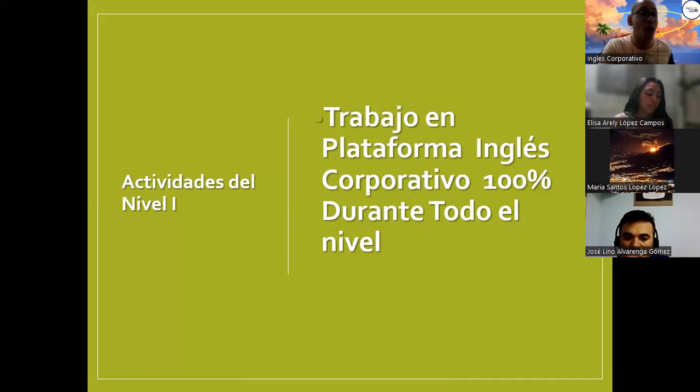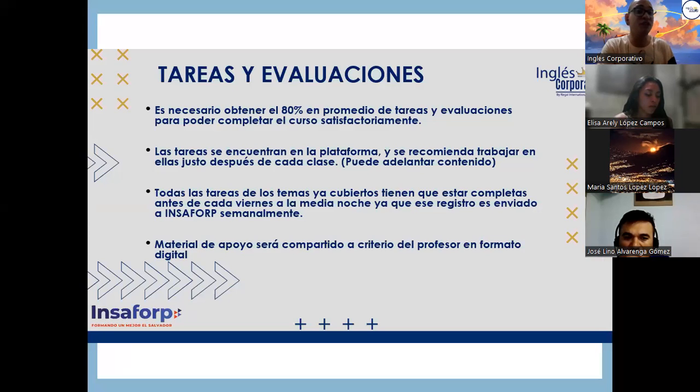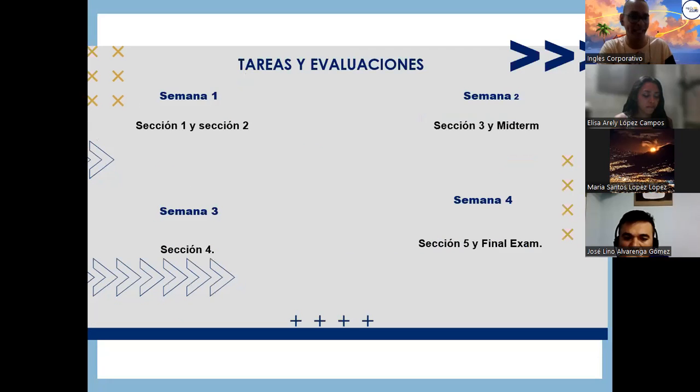You need to do your homework 100% during the whole level. Why? Because if you don't do your homework during the whole level, you are not going to pass to the next level and you are not going to improve your English. Remember, the more you practice, the better you are going to speak. And remember that you need to have 80% of your homework and evaluations so you can complete the course. And also you need to do the homework so you can put into practice all that you see in the classes.